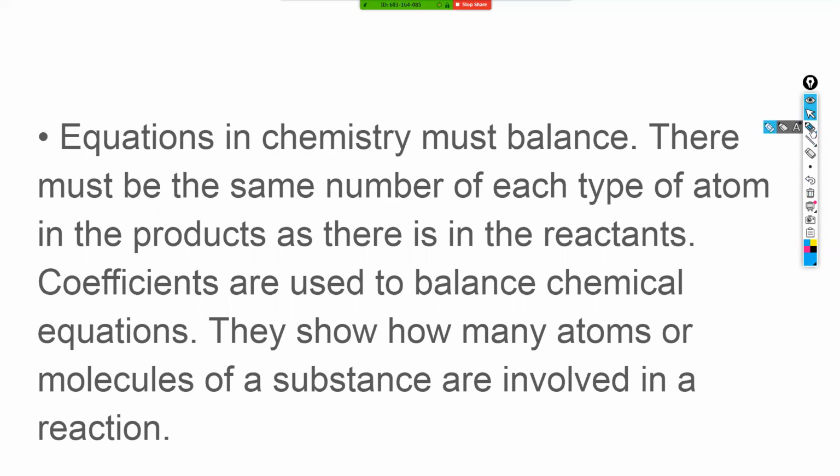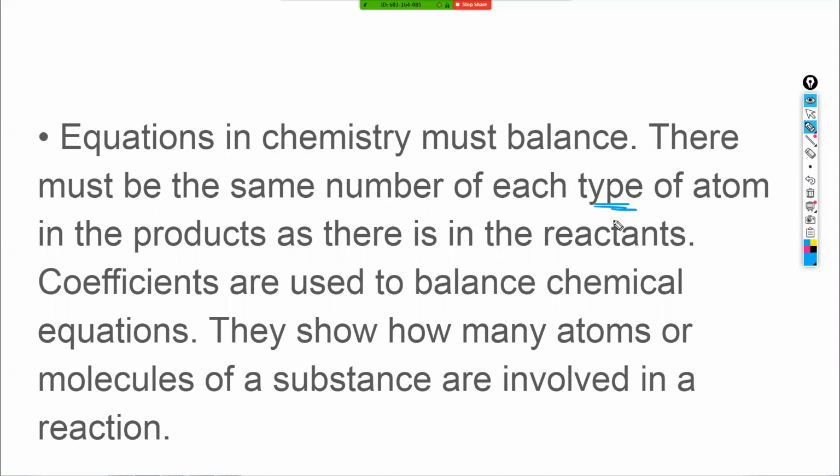Okay. So two things here: you have to have the same type of atoms on the reactant and product side, and you have to have the same amount. If not, we have to use those coefficients to balance it. So the type and the amount have to be the same on both sides. And if you set up that chart like I showed you, that makes it an easy way to see that and get around all the mess.